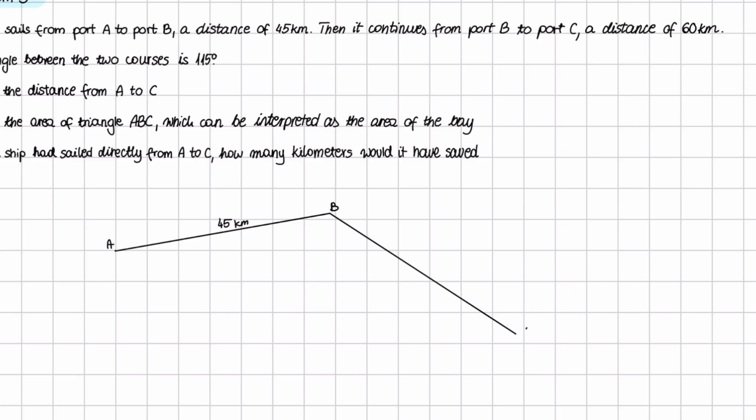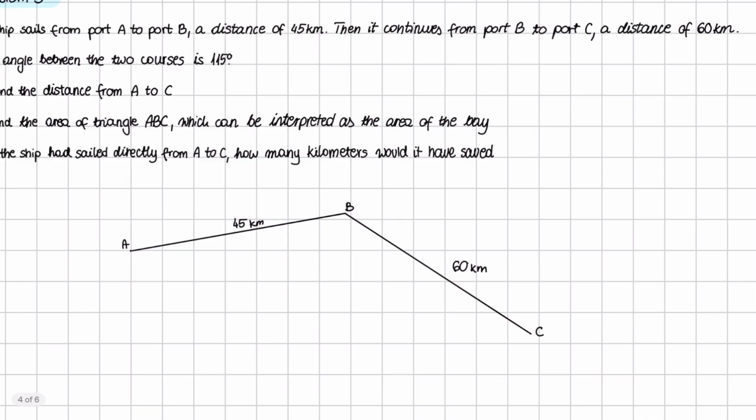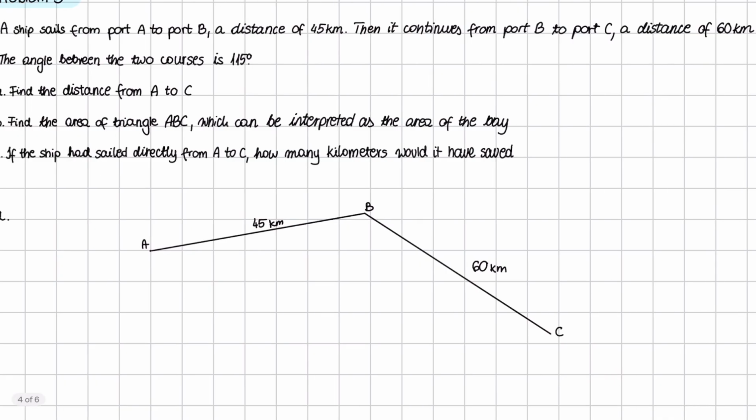So here we have port C and a distance of 60 kilometers, and the angle between the two courses is 115 degrees. We have to find the distance from A to C, so let's draw a straight line from A to C. And this is our diagram. It looks like a triangle, so we can simply find it.